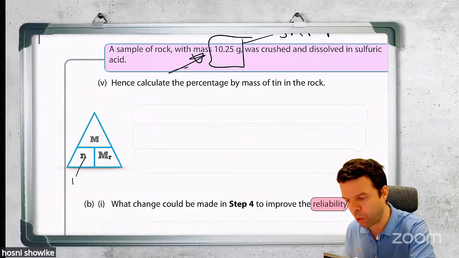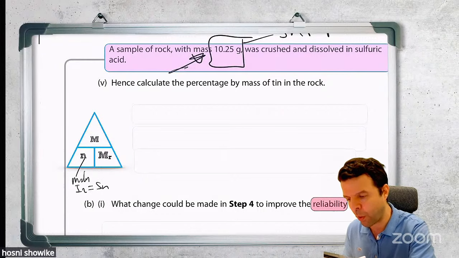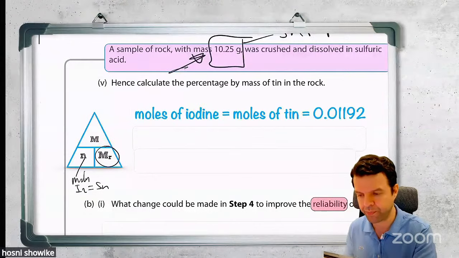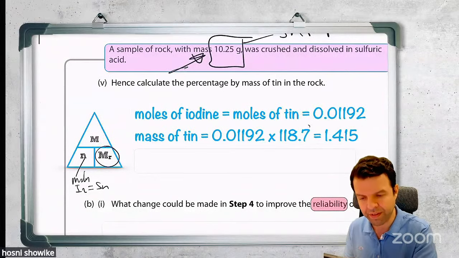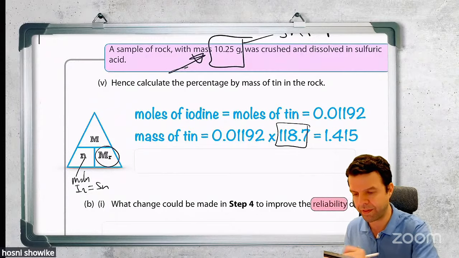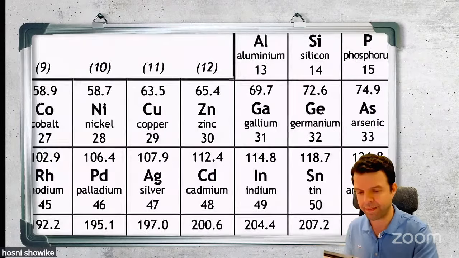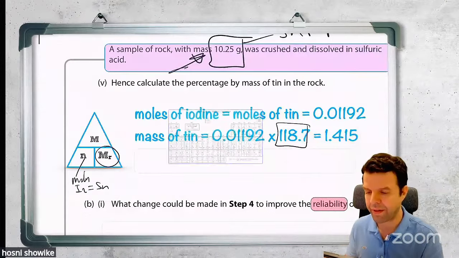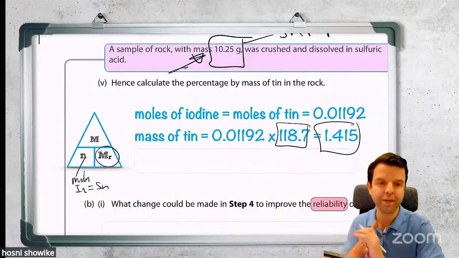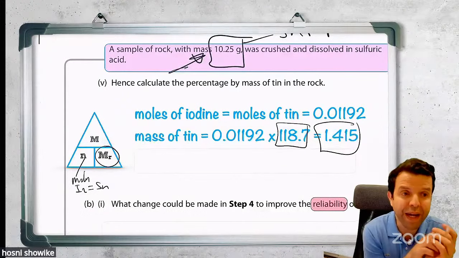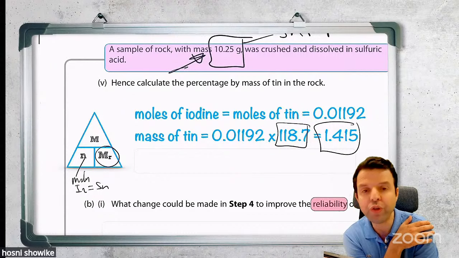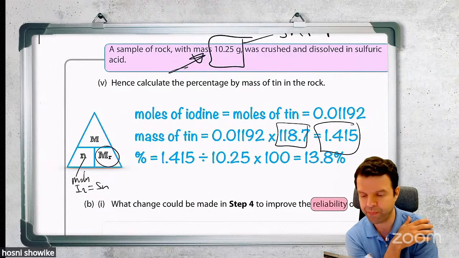I'll multiply the moles of iodine, which is same as tin, with the molecular mass or the atomic mass of tin. This comes from the periodic table, tin, Sn, okay? And I get the mass. Now I want to find this mass as a percentage of the original. So I divide by 10.25 times 100.